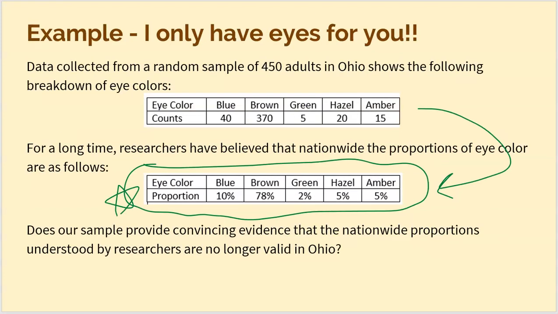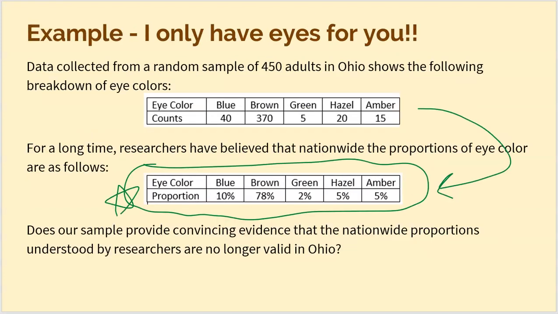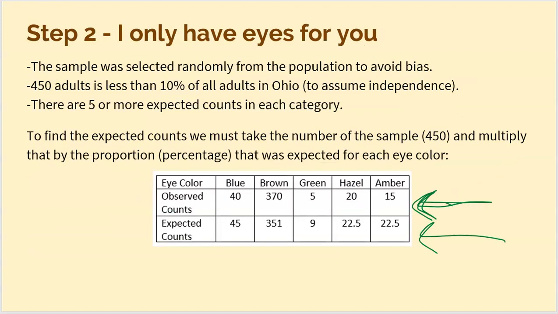And I can just continue to repeat this process all the way down the line. 2% of 450 were supposed to have green eyes, so 0.02 times 450 is 9. 5% for hazel, 5% for amber, so 5% of 450, 0.05 times 450. Those numbers would actually be the same, so it'd be 22.5 for both hazel and amber. So now, we finished step 1 and step 2, right? So now we've officially said that all of these expected counts are 5 or larger. So we're good to go with all of our conditions.